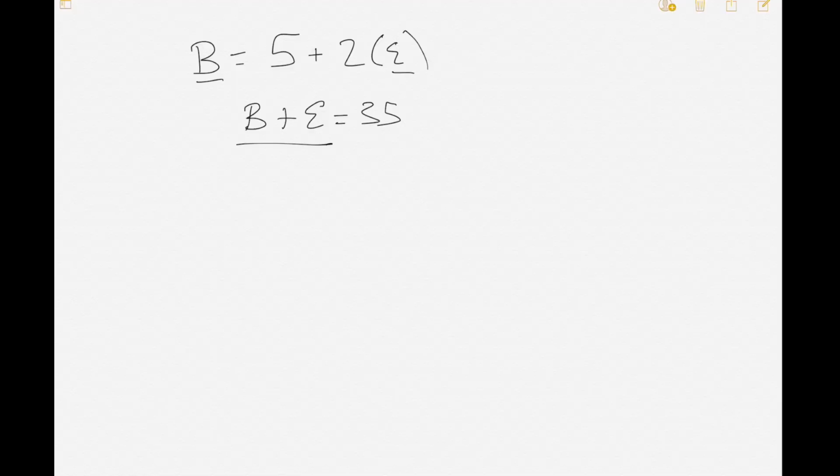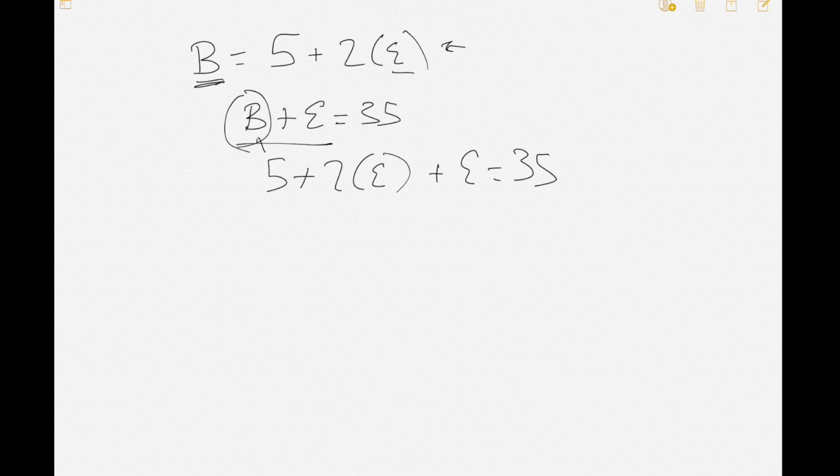What I usually do is this. Since we already have a B equals up top, there's a couple ways we could do this. You could just go ahead and substitute 5 plus 2E where you see B, or you could set the second one to B equals 35 minus E and then substitute it that way. I would probably just substitute this. So where you see B, you could substitute 5 plus 2E because that equals B. So you substitute that, plus E equals 35, okay?